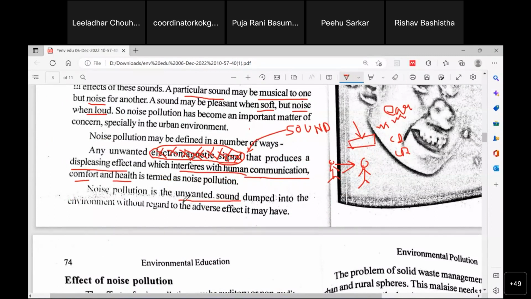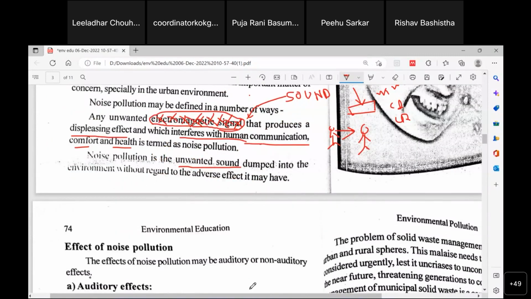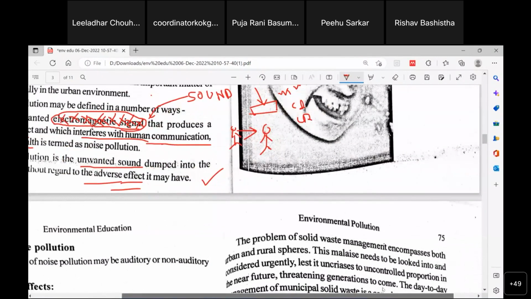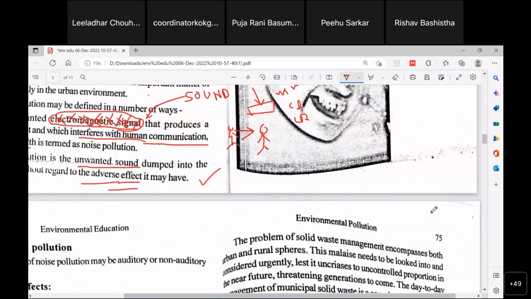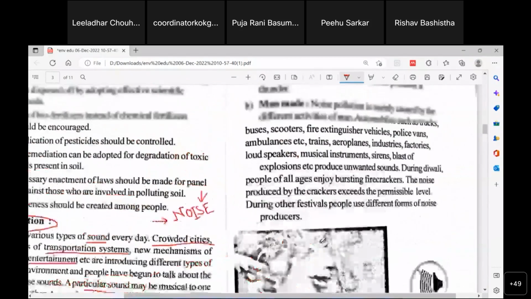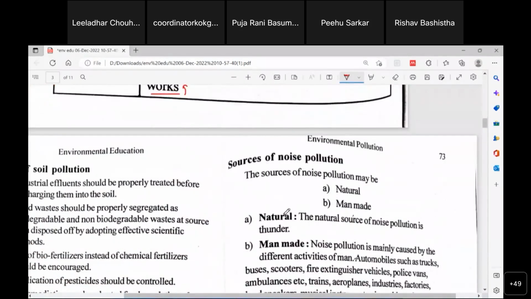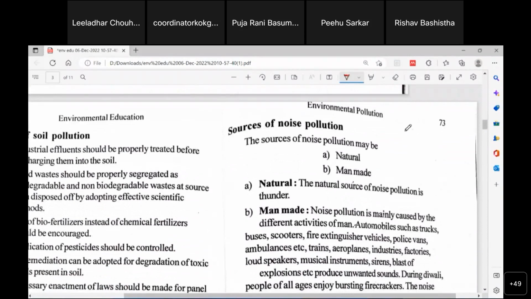So that definition is fed here somewhere by mistake. And now, okay, noise pollution is unwanted sound dumped into the environment without regard to the adverse effect it may be. So unknowingly, we are dumping sound into the atmosphere. Huge sound we are putting, and then done. Problem we are creating.